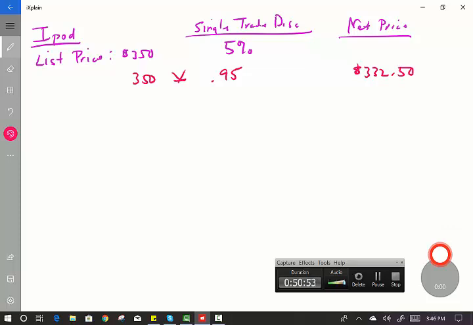Okay. Now I could have taken the $350 times 0.05. That would have given me the amount of the discount. Then I could subtract the amount of the discount from the list price to give me the net price.